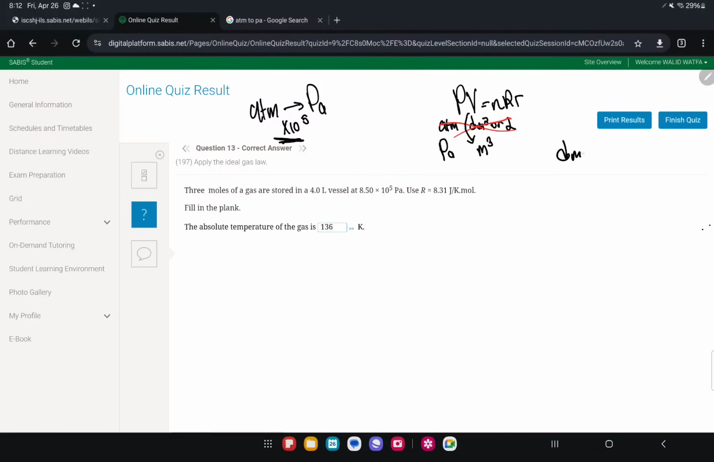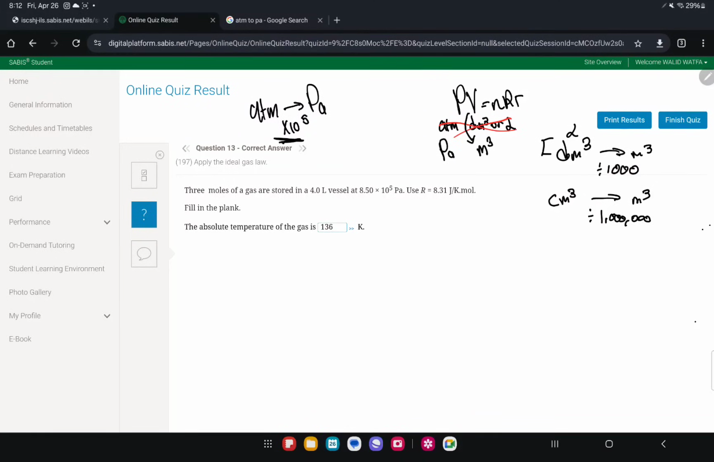And then from dm cube to meter cube, you divide by 1,000. Same thing for liter, because liters and dm cube are the same thing. So if you want to go from liter to meter cube, you divide by 1,000. If you want to go from centimeter cube to meter cube, you divide by a million.